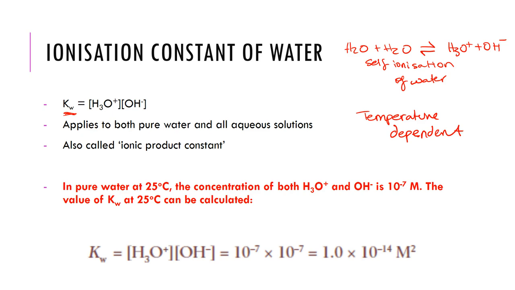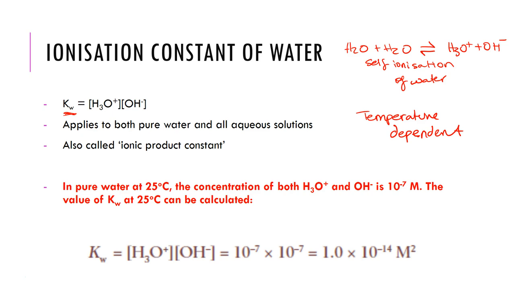Okay, so we can use this in water and also any aqueous solution. Sometimes you'll see it referred to as the ionic product constant, but really we just refer to it as the ionization constant, or Kw. At 25 degrees C, which is our standard conditions, not standard temperature and pressure, standard conditions, so 298 Kelvin, both the concentration of H3O plus and OH minus is the same. Okay, this is for pure water. So the concentration of H3O plus and OH minus is the same, meaning it's a neutral solution.